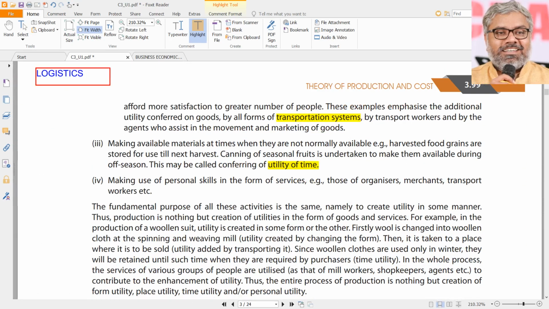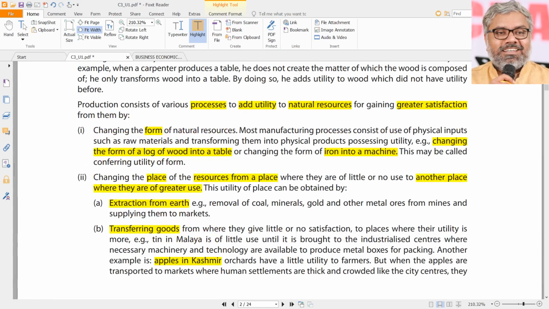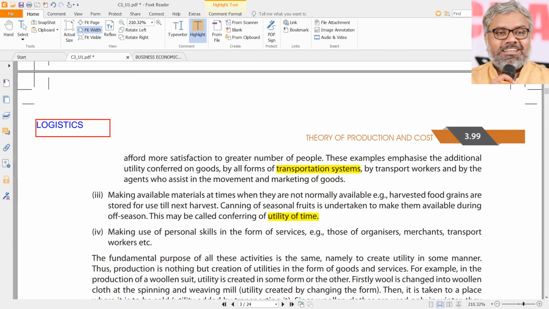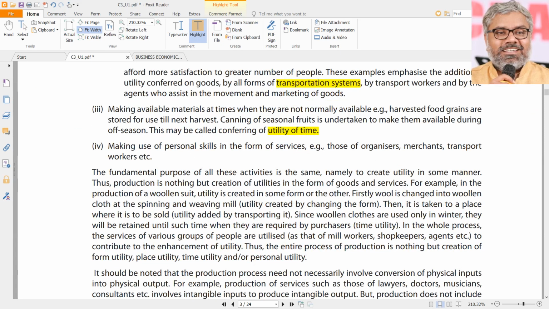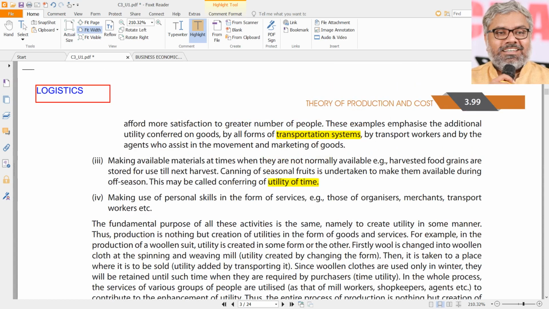So place utility is created by transportation, form utility is created by the production process itself, the technology we can say. Technology means don't think of big things only. Small things are also technology. A normal fireplace is also technology. A normal tandoor is also technology. Tandoor is the technology which is used for converting wheat into, let us say, chapati or roti. So that is also technology. Technology does not necessarily mean high technology.